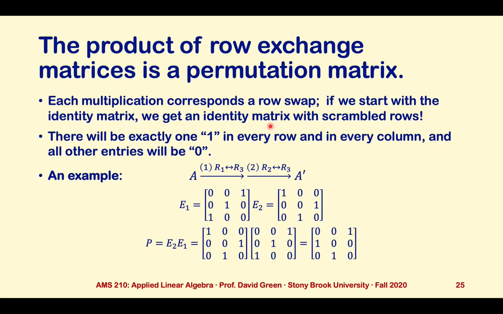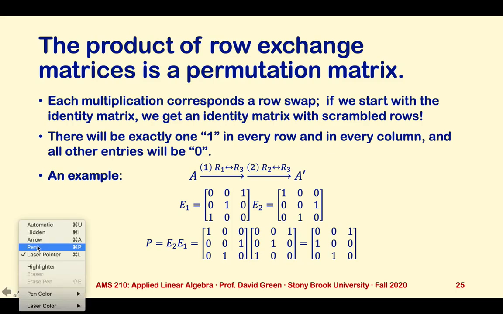What happens when we take multiple row exchange matrices and we multiply them together? Well, every multiplication corresponds to a row swap, right? Exchanging rows. And how do we generate these elementary matrices? Well, we start with the identity matrix. So the result of applying multiple row exchanges, the result of multiplying multiple row exchange matrices, is going to be an identity matrix with the rows scrambled. Now, what does such a matrix look like?